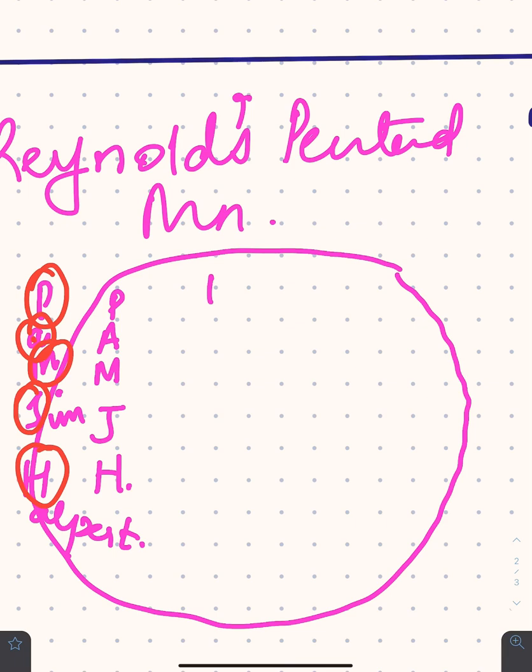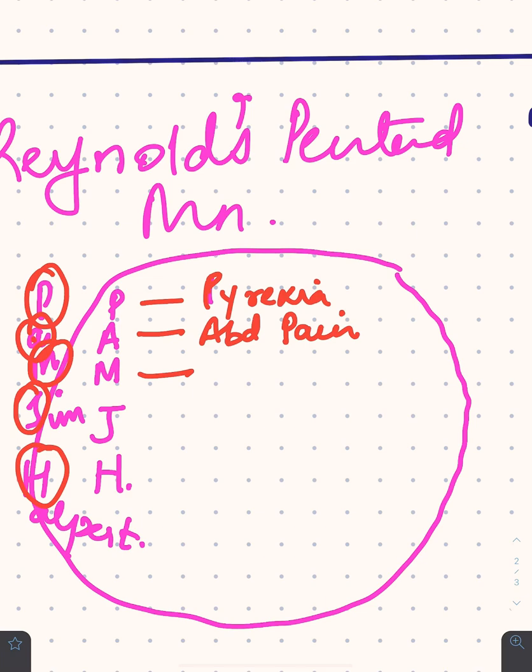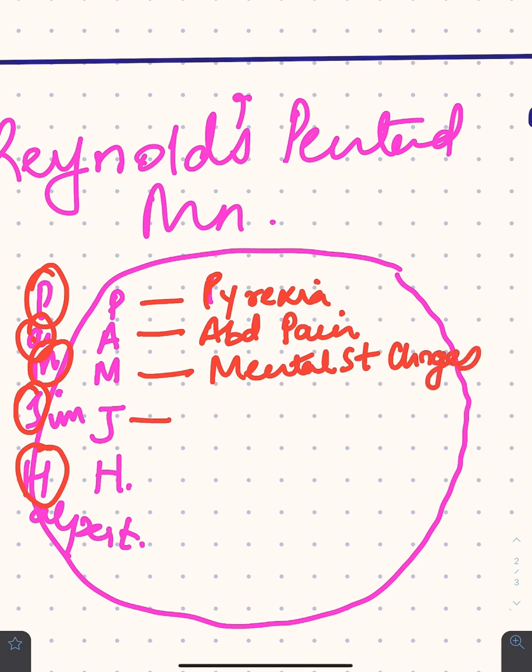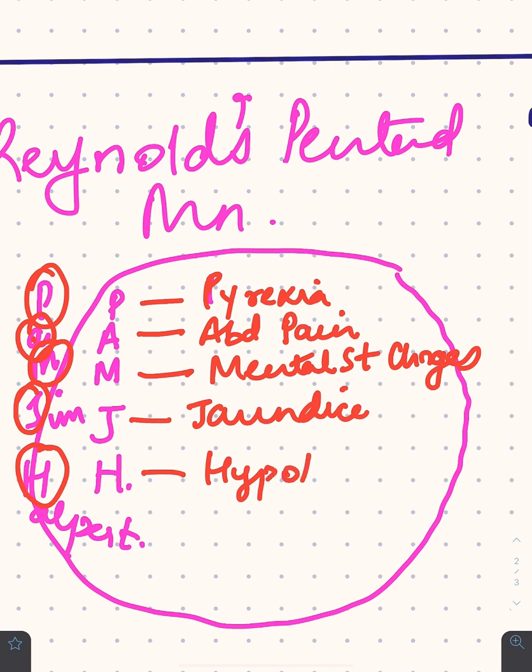That is 5 letters. The P stands for pyrexia or fever. The A stands for abdominal pain. The M stands for mental status changes. The J stands for jaundice. The H stands for hypertension.